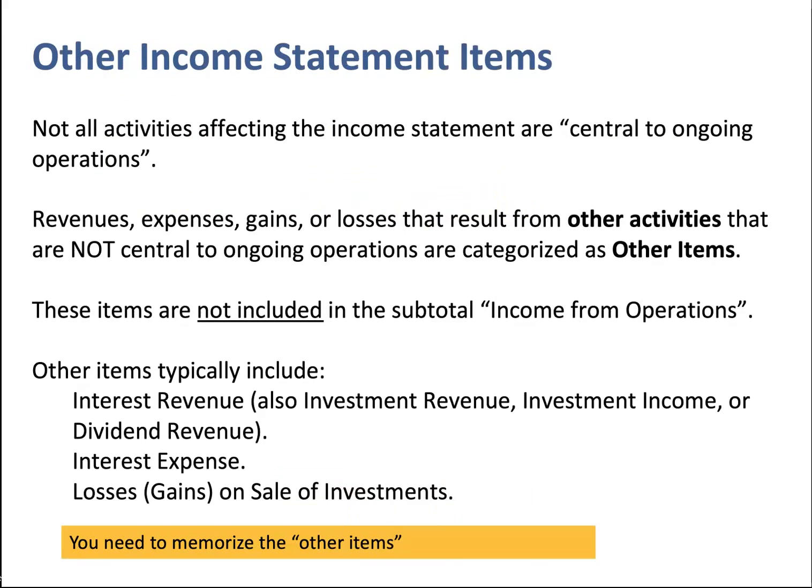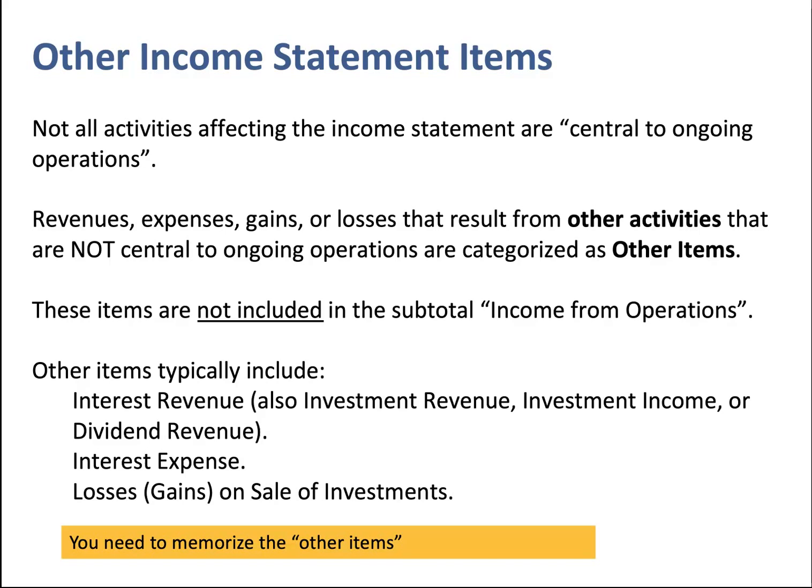All right, other income statement items. Not all the activities on the income statement are central to our business. So other income statement items is a category that contains the items that affect the company but not their day-to-day business.